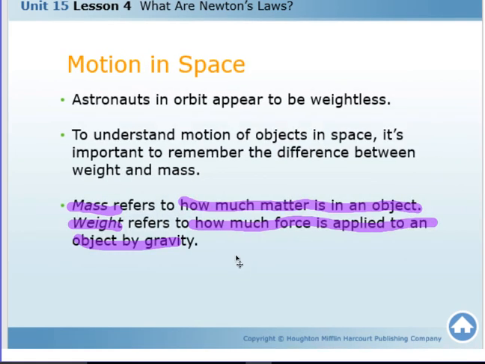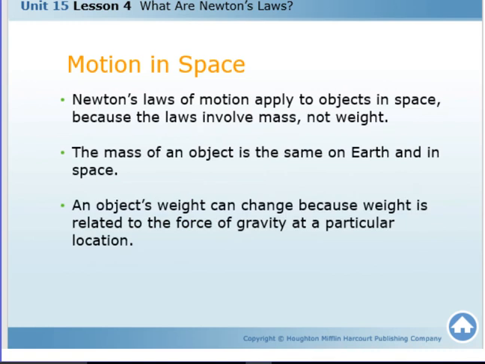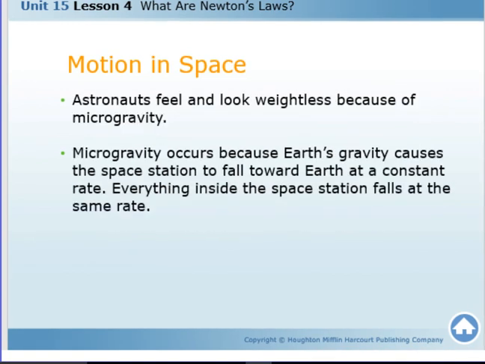Back here we said the mass refers to how much matter is in the object. Weight is how much force is applied to the object. Huge difference between those two, even though they seem to be the same.